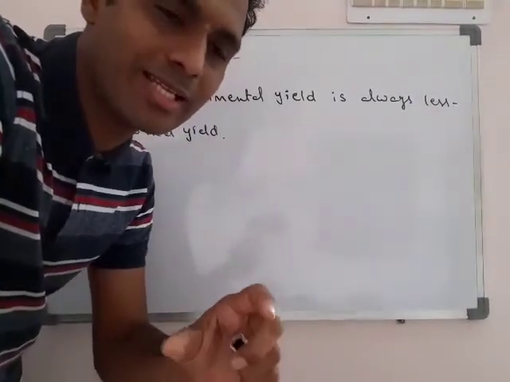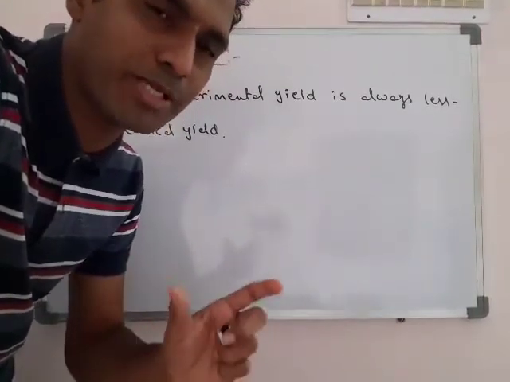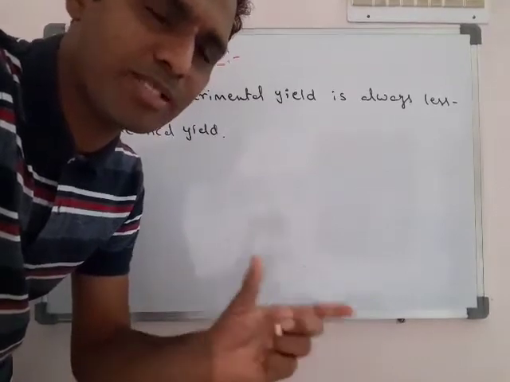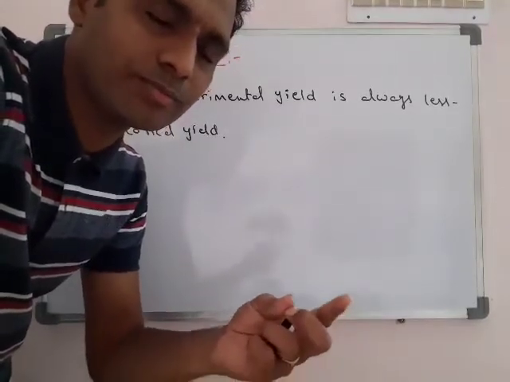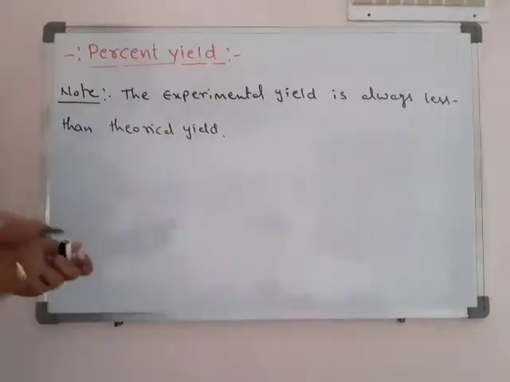The scientists created the concept of percent yield. Now we see the problems based on it. But we have to remember the simple formula: actual yield divided by theoretical yield, times 100. Okay, so now we see the problems.